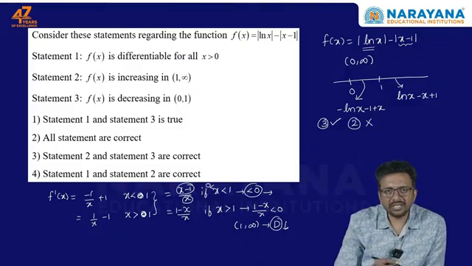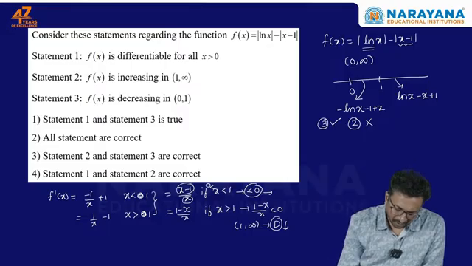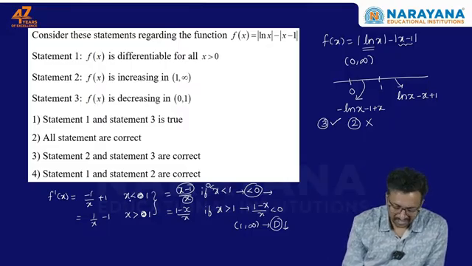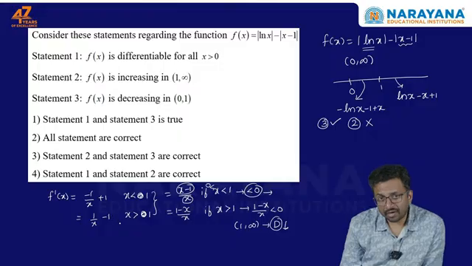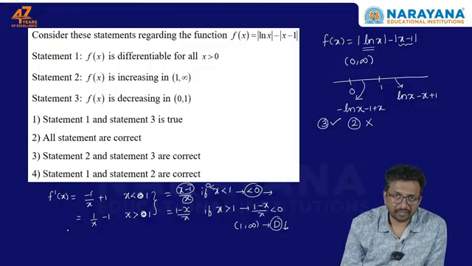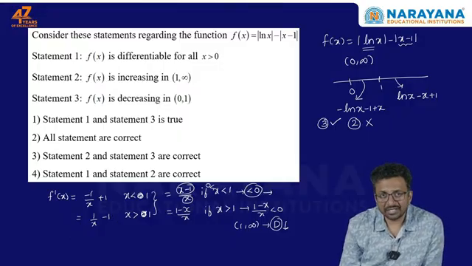Now, f of x is differentiable for all x greater than 0. So between 0 to 1, the function is nicely differentiable. After 1 also the function is nicely differentiable. The derivative is negative.